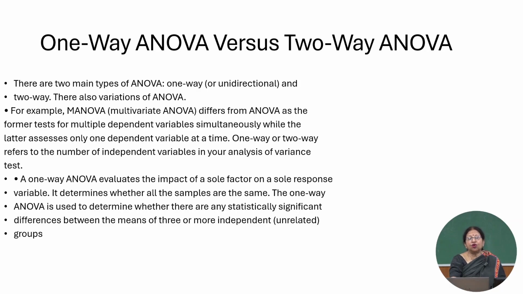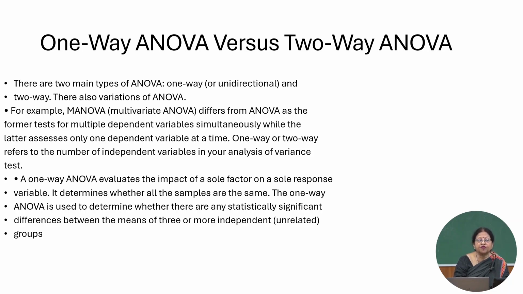Now, whether one-way ANOVA is better or two-way ANOVA is better, let us see the one-way ANOVA versus two-way ANOVA comparison. There are two main types of ANOVA, one-way or unidirectional, and two-way, also called a variation of ANOVA. For example, MANOVA, a multivariate ANOVA, differs from ANOVA as the former tests for multiple dependent variables simultaneously, while the latter assesses only one dependent variable at a time.